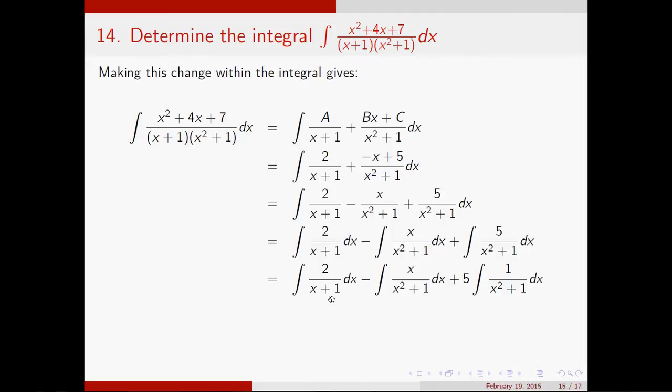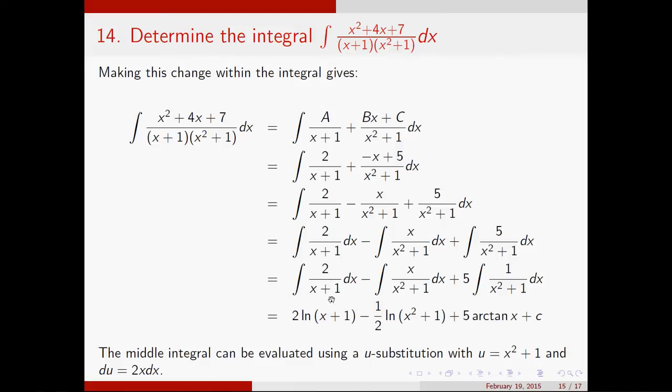The one in the middle is a little bit trickier. I didn't write this all out, but what you can do for the one in the middle is let u equal x squared plus 1. If you let u equal x squared plus 1, then du is going to be 2x dx. Make a substitution there. You're going to have a half out in front of your integral, and then it's basically just going to be du over u. That has an antiderivative of natural log.